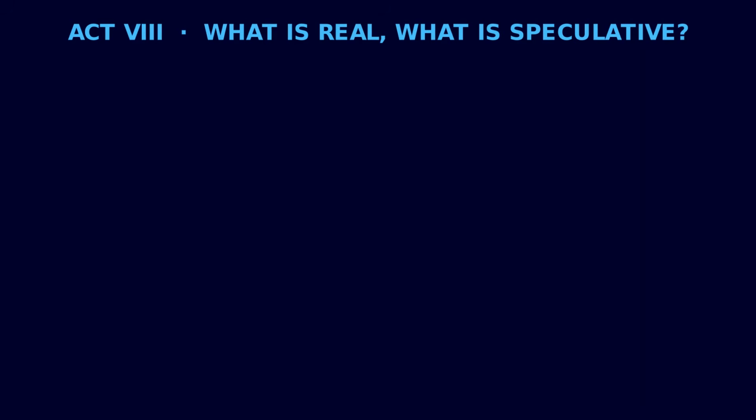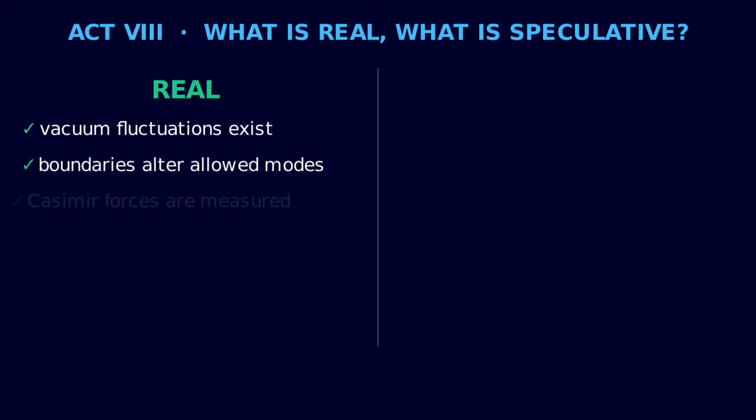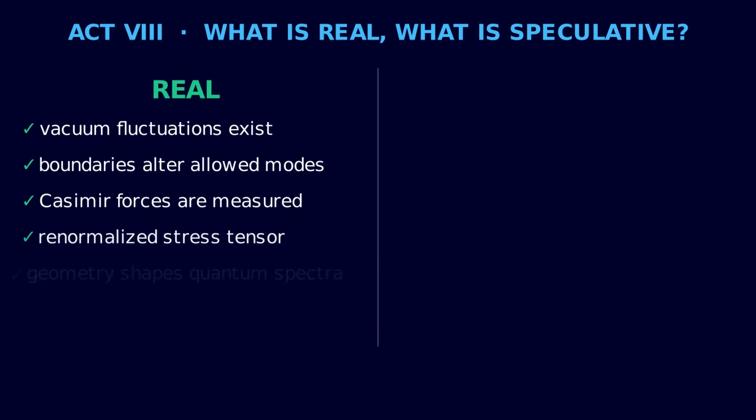So, what in this story is real, and what is speculative? These things are real. Quantum fields fluctuate, even in the vacuum. Boundary conditions alter the allowed modes. Casimir forces have been measured in the laboratory. Vacuum stress is described by a renormalized stress-energy tensor, and geometry and topology genuinely shape quantum spectra.